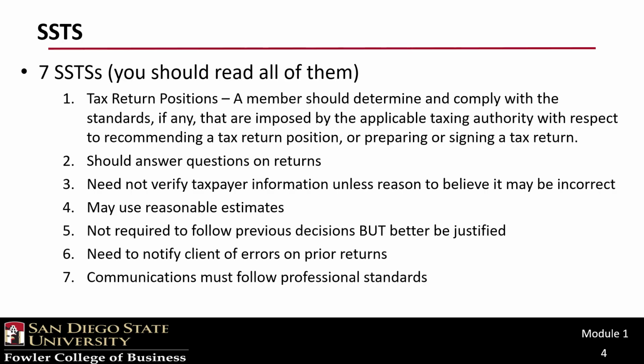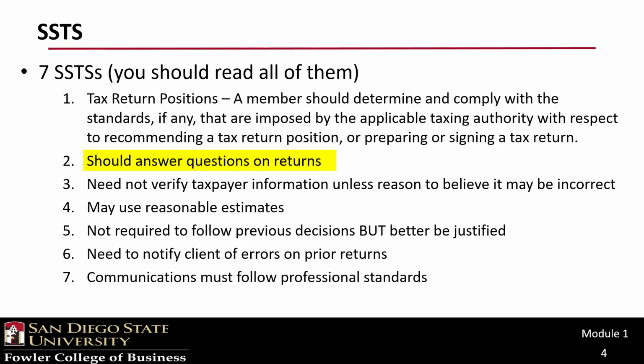There are 7 of them, and you should read all 7. But I'm going to go through each one of these briefly. So, tax return positions. We've already talked about this. The AICPA's rule is a member should determine and comply with the standards, if any, that are imposed by the applicable taxing authority with respect to recommending a tax return position or preparing or signing a tax return. So we now know, when it comes to at least the federal taxing authority, what that rule is. You must have substantial authority or a reasonable basis and disclose the position.